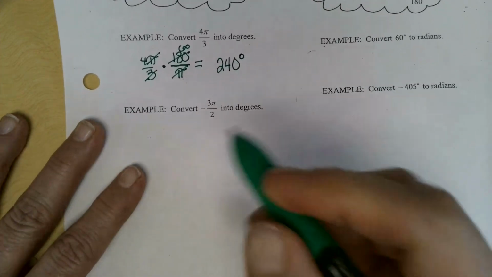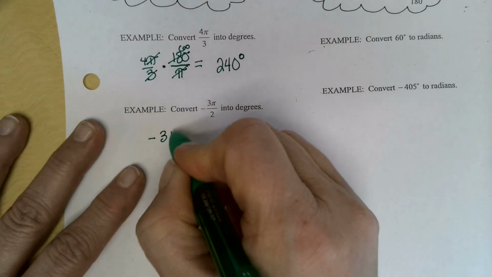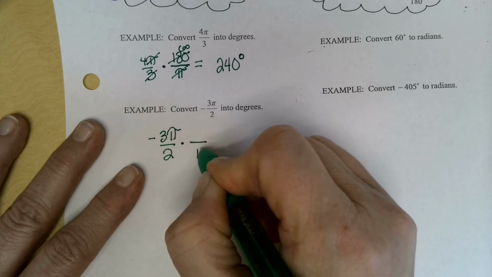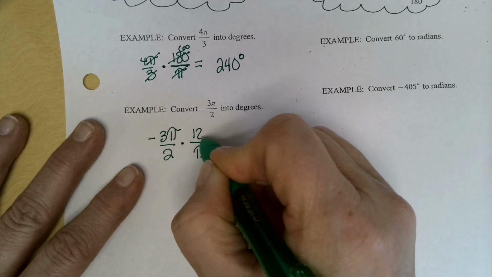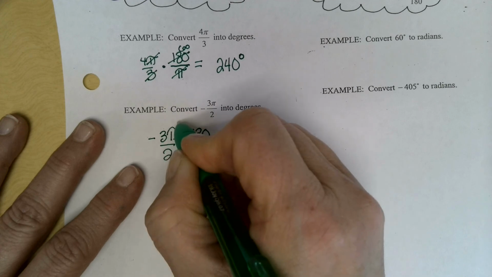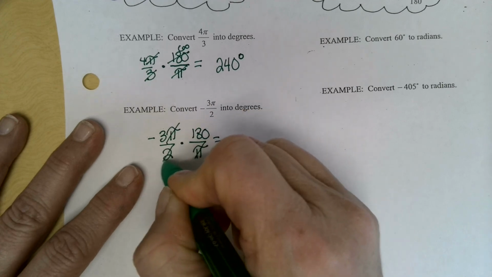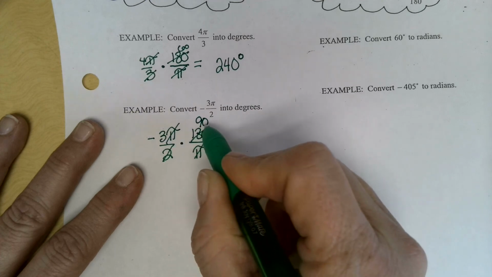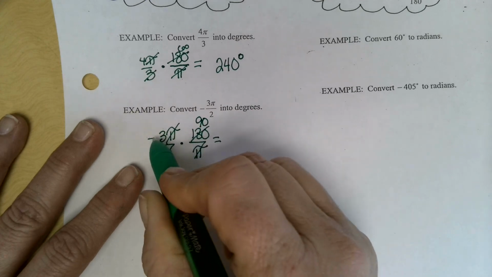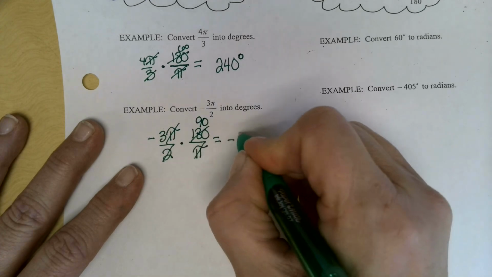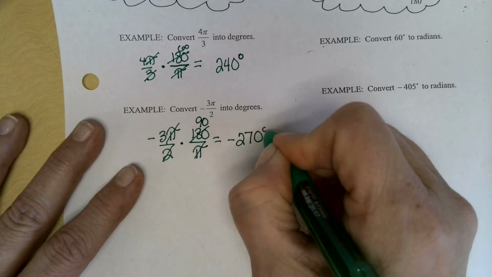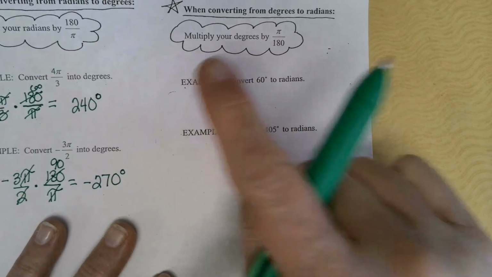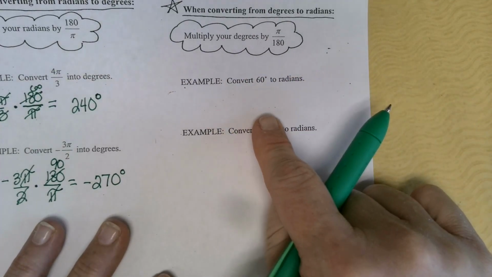It's that easy. All right, negative 3 pi over 2, changing it to degrees. So I need to get rid of the pi, so I'm using this formula here. Pi's are gone. 2 goes into 180 90 times. 3 times 90 is 270. Do not forget the negative. Negative 270.